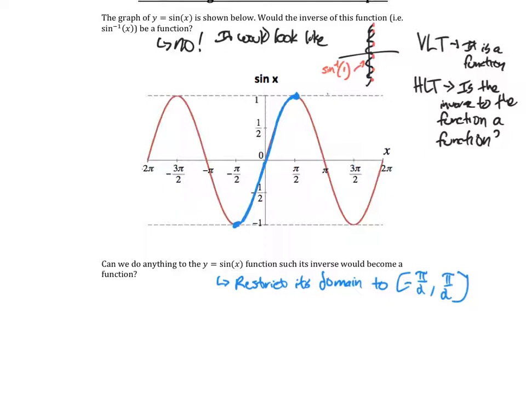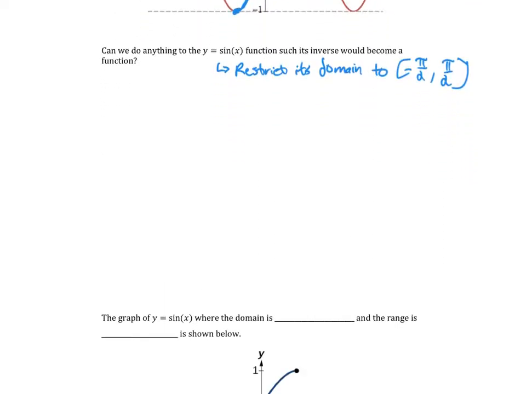If we're looking at just where the green line intersects the blue, it would only be at one point. So it would pass the horizontal line test and the vertical line test. So let's continue this. We're going to restrict the domain on sine of x.